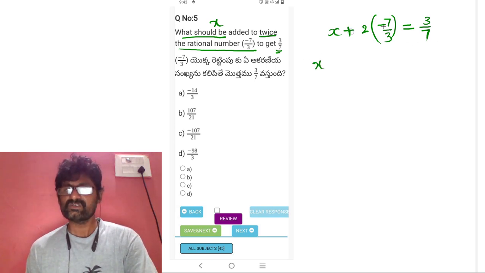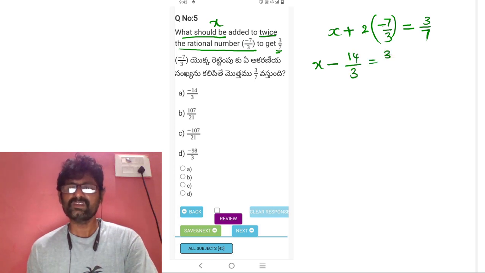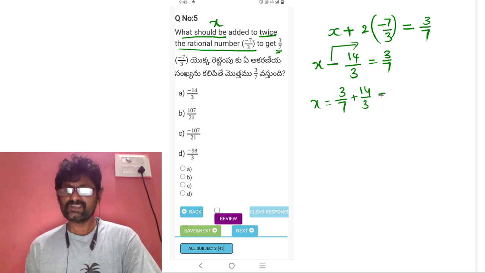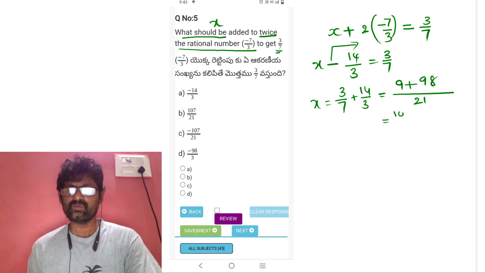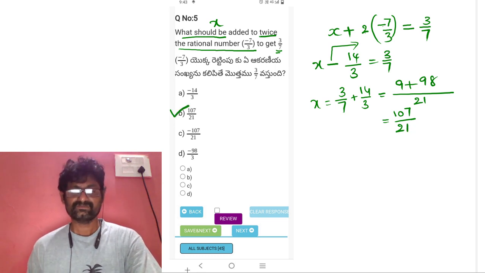So x plus, plus into minus is minus, 2 times 7 is 14. So minus 14 by 3 equal to 3 by 7. So from this x equal to 3 by 7. If you send this minus 14 by 3 to the right side, you will get plus 14 by 3. Take the LCM for the denominator, 7 times 3 is 21. Then do cross multiplication. 3 times 3 is 9 plus 14 times 7 is 98. So this is equal to 9 plus 98, which is 107. So 107 by 21. So option B is correct.